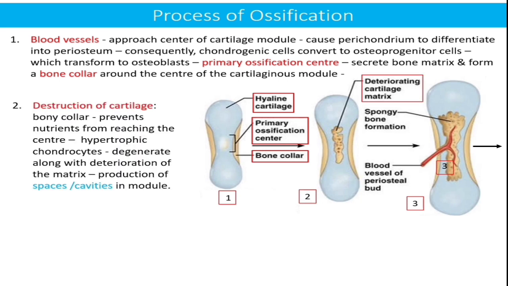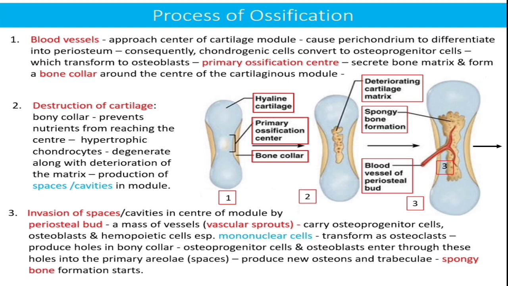The second step involves destruction of the cartilage. The bony collar prevents nutrients from reaching the center, hence hypertrophic chondrocytes degenerate along with deterioration of the matrix. This leads to production of spaces or cavities in the model.